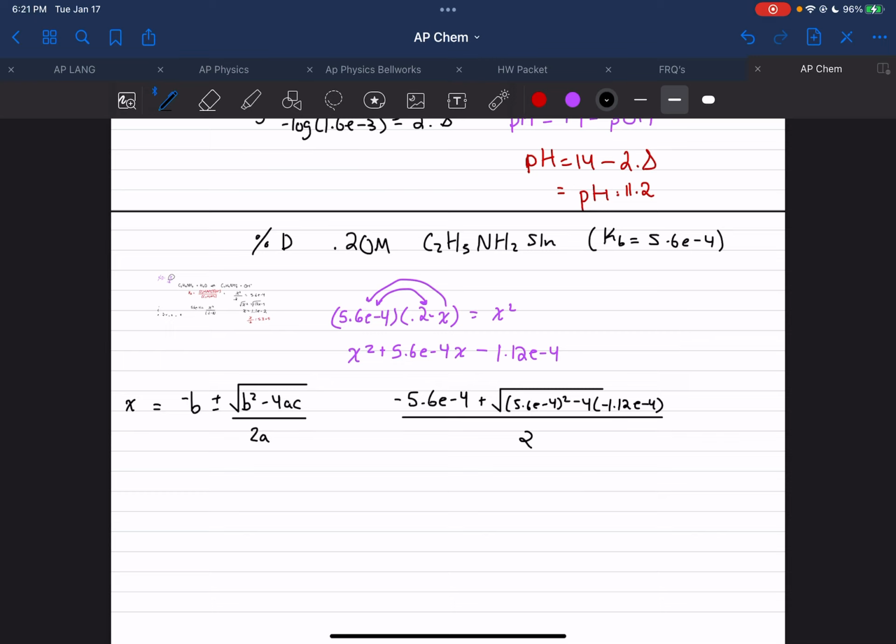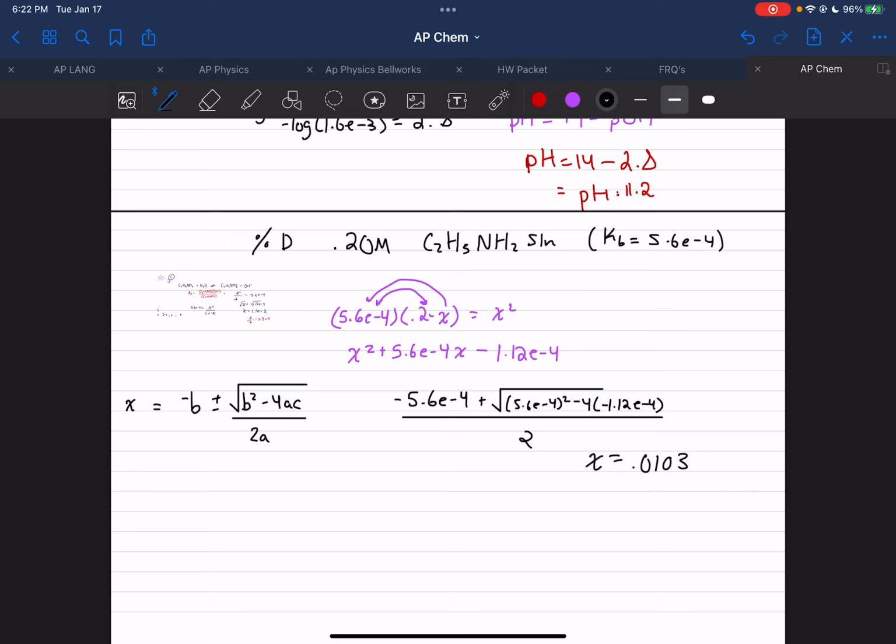5.6 E negative 4 squared plus 4 times 1.12 E negative 4. I'm just going to do plus because once I multiply these out, the negatives cancel. That gives me the numerator, divided by 2. And with all of this, you get that x is equal to 0.0103.